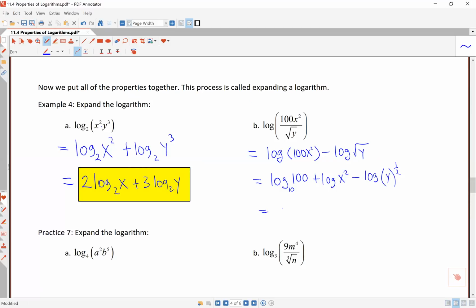So log base 10 of 100 is 2 because 10 squared is 100. This 2 on the x squared is going to come down in front. And this 1/2 is going to come down in front as well. If you like, you can put those 10s on there. It's just not necessary. 2 plus 2 log of x minus 1/2 log of y.